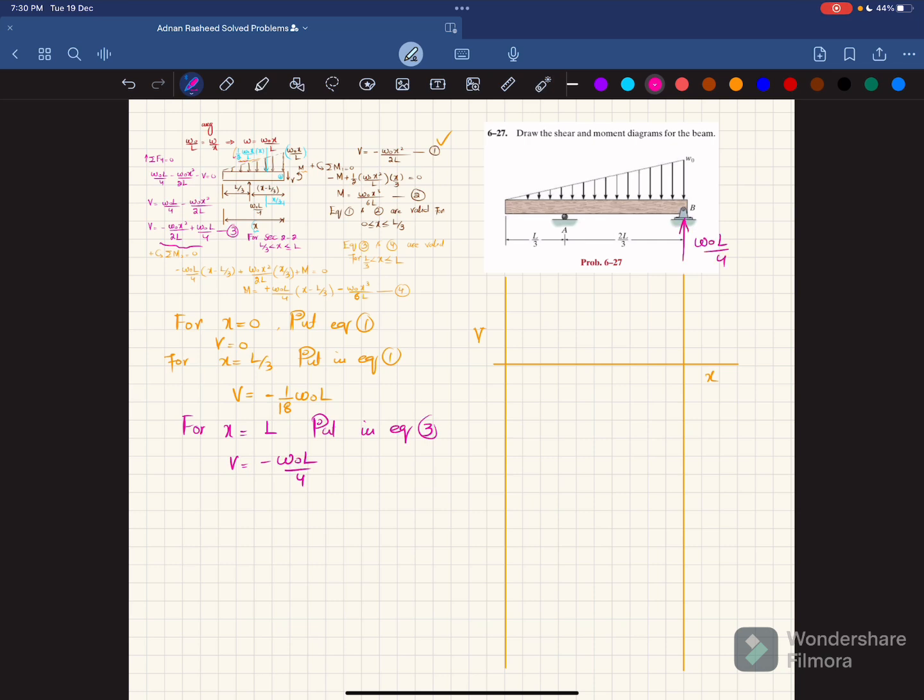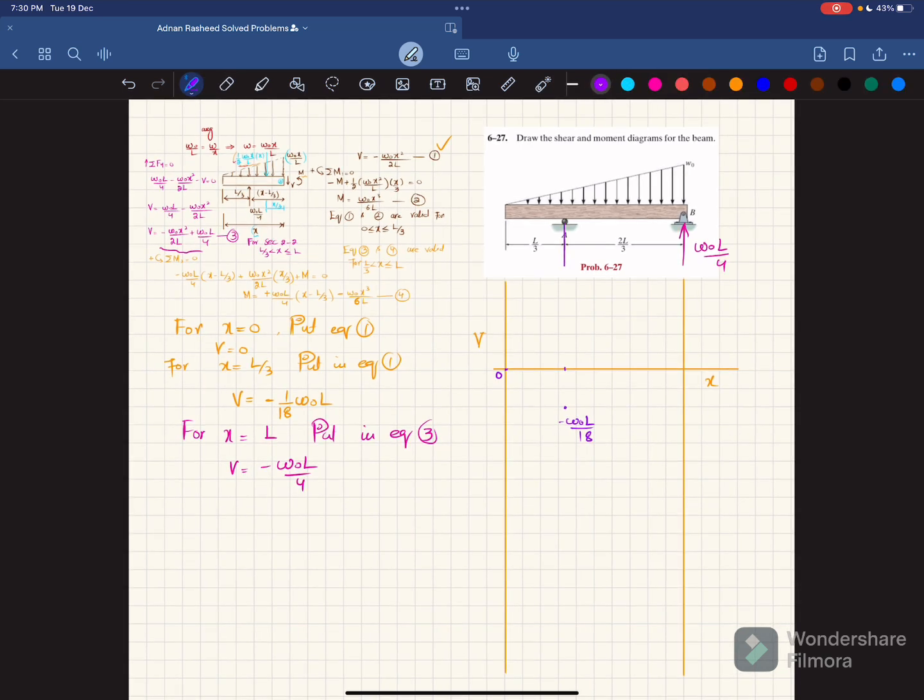So in between, let me plot it as well. At x is equal to 0, we have the first point, this one. At x is equal to L by 3, which is this one. Clear? So we have V is equal to minus W naught L over 18. Minus W naught L over 18 is this one. Clear? And you can see you have RA as well over here, which is W naught L over 4. So minus W naught L over 18 plus W naught L over 4 will bring it to 7 W naught L over 36.